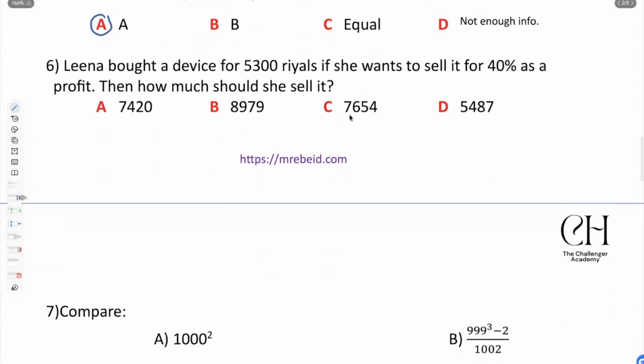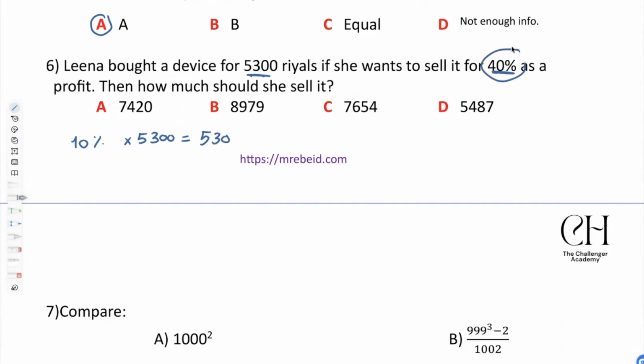Let's move to question 6. Lena bought a device for 5,300 riyals. If she wants to sell it for a 40% profit, how much should she sell it for? You will calculate 40% of this number, then add it to the original price. How can we calculate 40% of this number in an easy way? First, calculate 10% of this number. So 10% of 5,300, as we said before, if you want to calculate 10% of any number, just eliminate the last zero. So it will be 530.